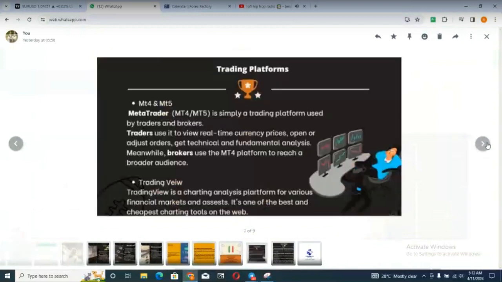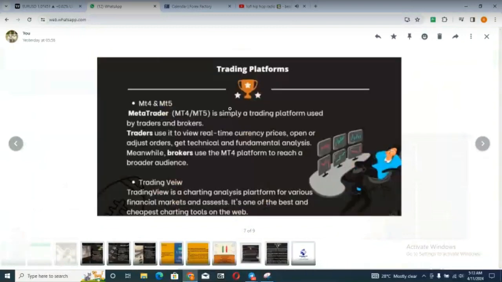Now we're going to be talking about the trading platform. We have MT4 and MT5. There are other trading platforms like cTrader and so many others that are coming up now. MT4 is one of those old trading tools whereby you can place your trade. They are those old ones, but MT5 is improving.